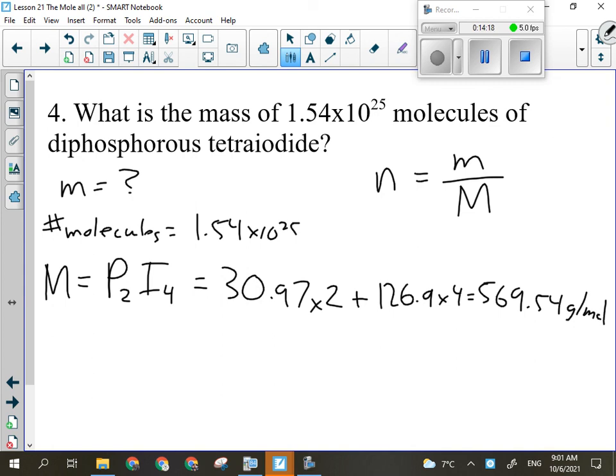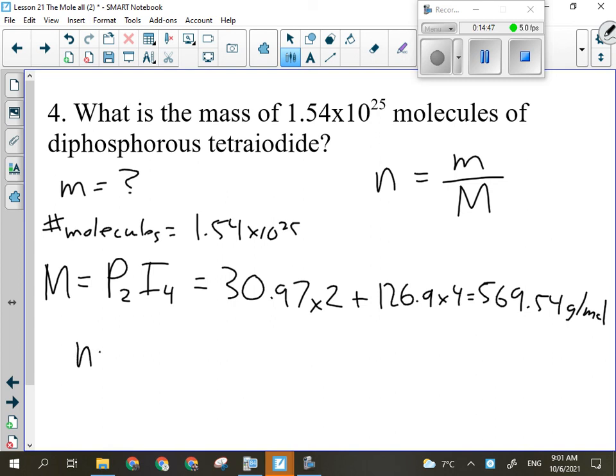Okay, so now I've got that. Now what do I do? I still need the number of moles. How am I going to get that? I have 36 eggs. How many dozen eggs do I have? 3. How'd you do that? You divide it, right. You went 36 divided by 12, because 12 is the number there are in a dozen. I'm going to do the same thing here.